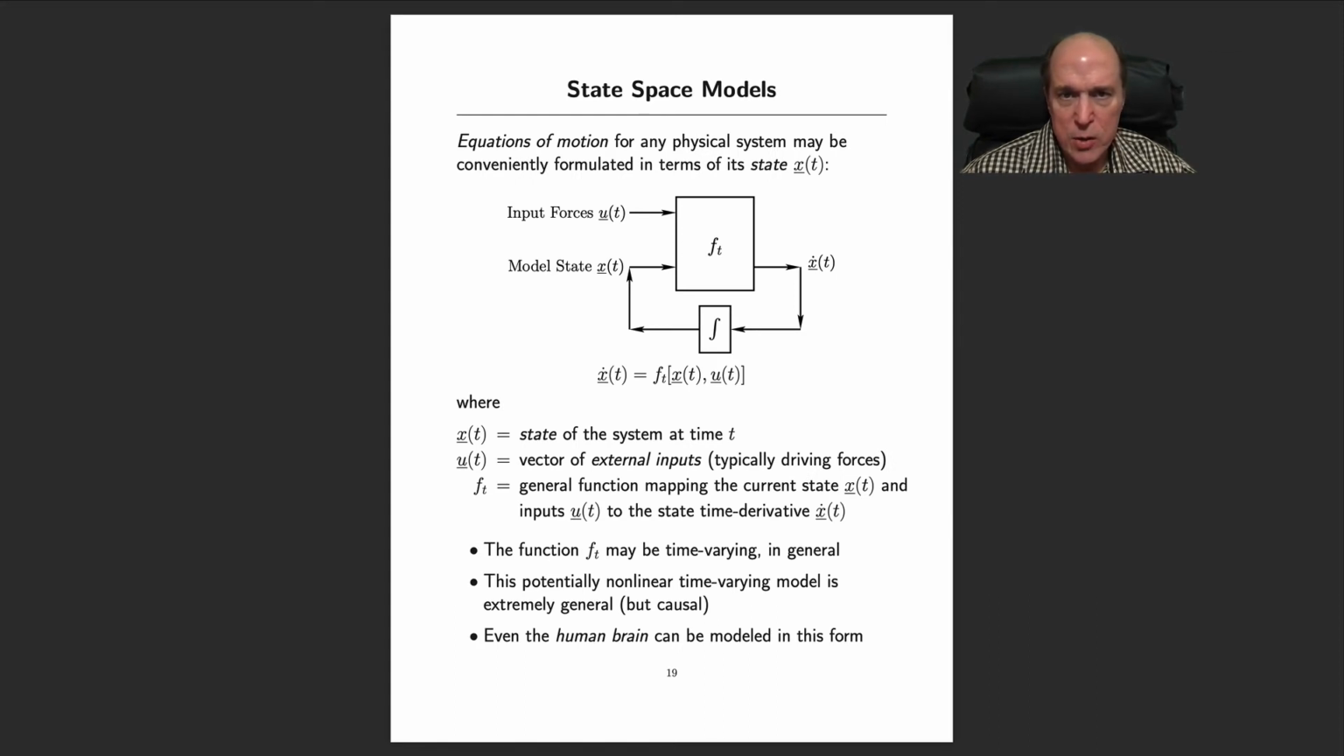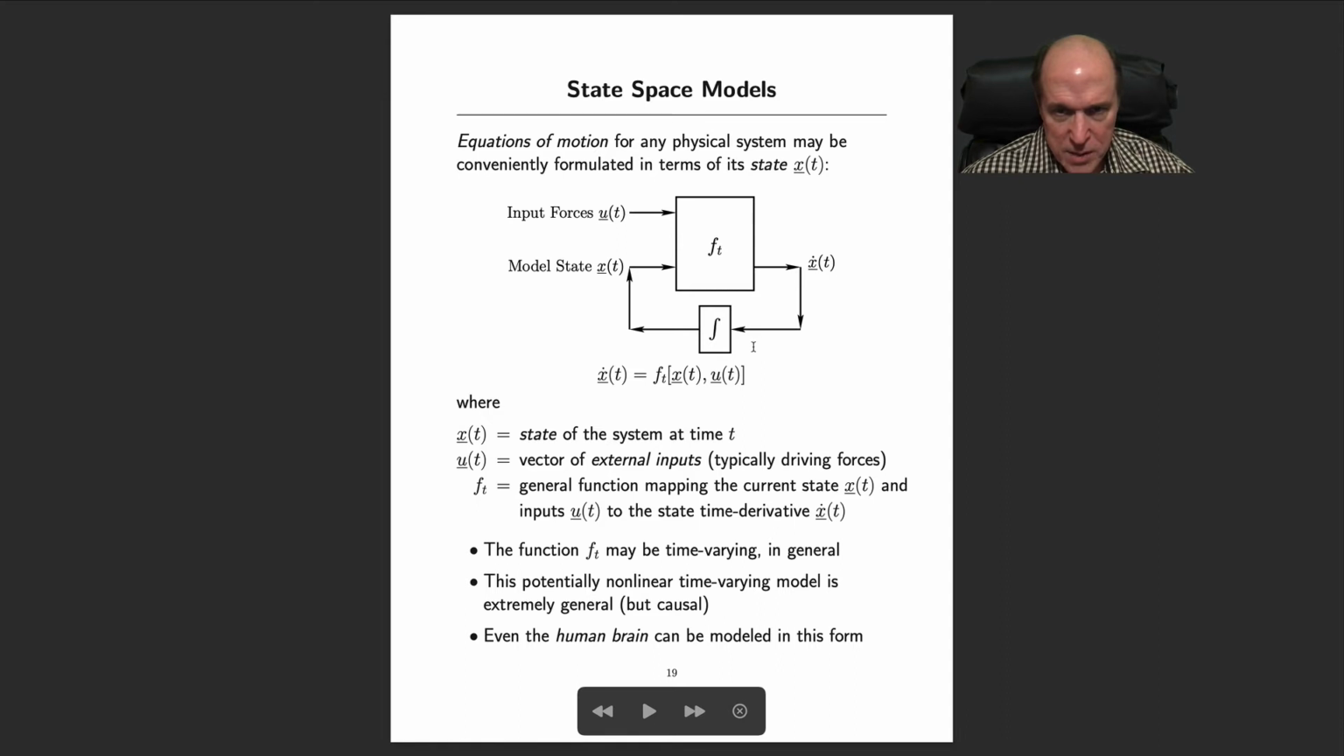We can start with the equations of motion for some physical system, and then formulate it in a state space form where we have the state x, which is a vector, combined with input forces to give us the derivative of the state. That tells us where the state is going. Then you can integrate the state derivative to get what the state is doing. You can think of it as kind of like a generalized mass. It's like a vectorized mass.